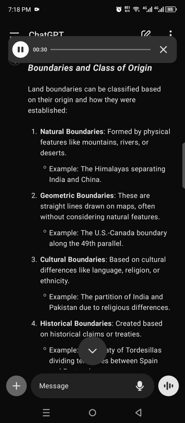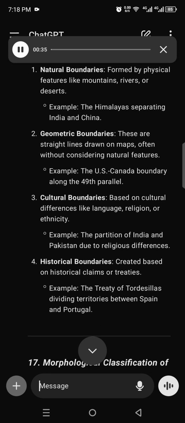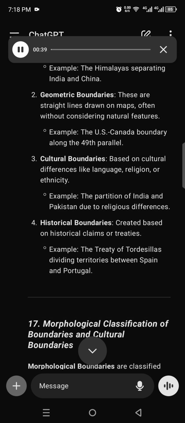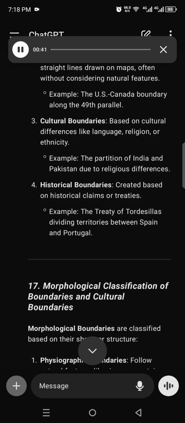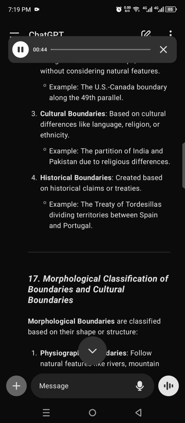3. Cultural boundaries, based on cultural differences like language, religion, or ethnicity. Example, the partition of India and Pakistan due to religious differences. 4. Historical boundaries, created based on historical claims or treaties. Example, the Treaty of Tordesillas dividing territories between Spain and Portugal.